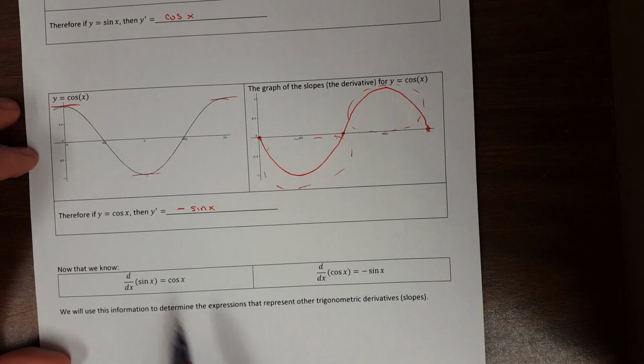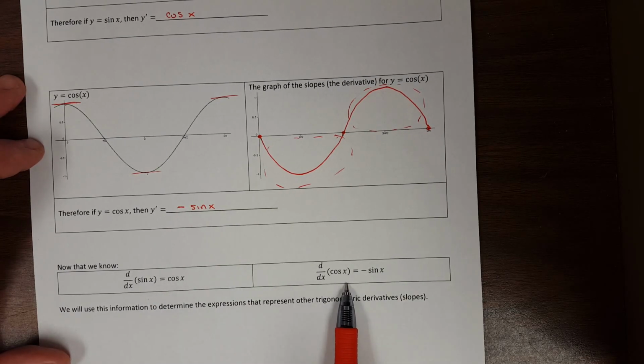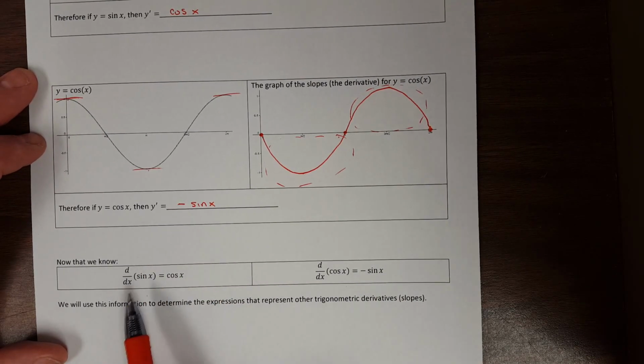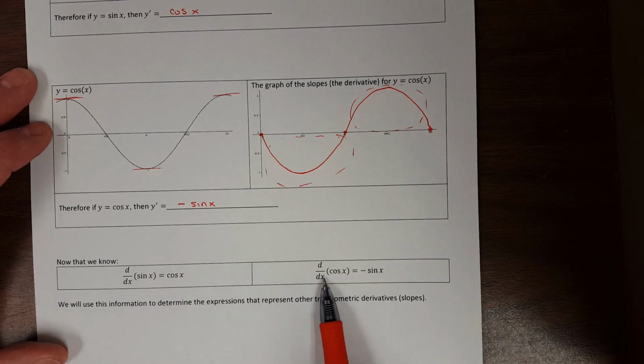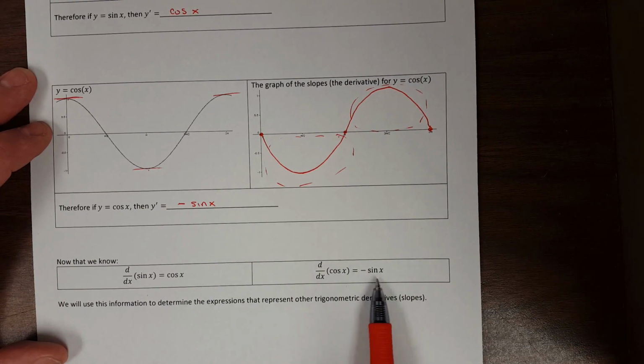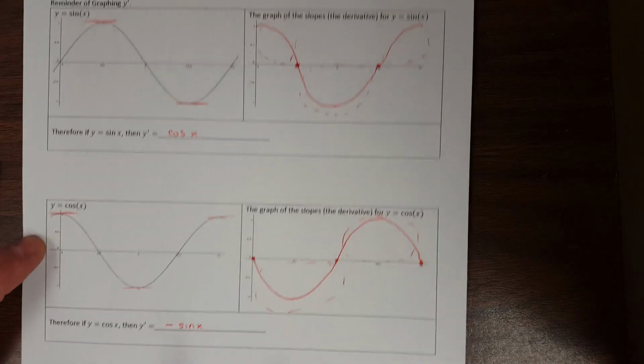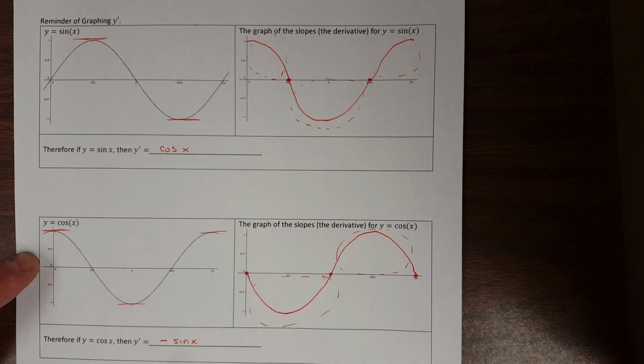So this is the way you might see it in a couple of books if it doesn't look like this. If you take the derivative of the sine function, you get the cosine function. And if you take the derivative of the cosine function, you get the opposite of the sine function. And that is visual evidence of that.